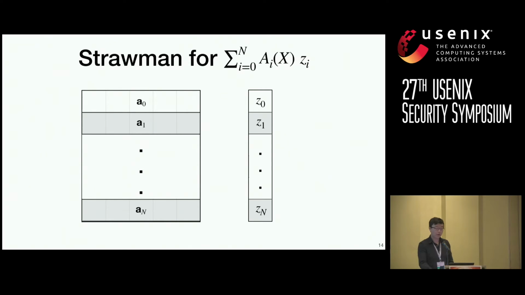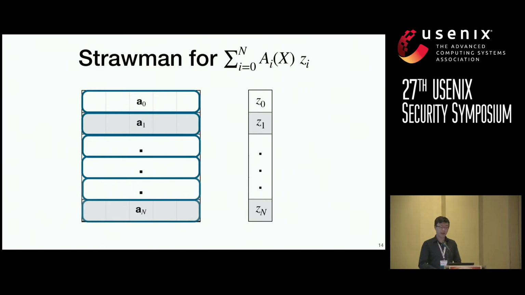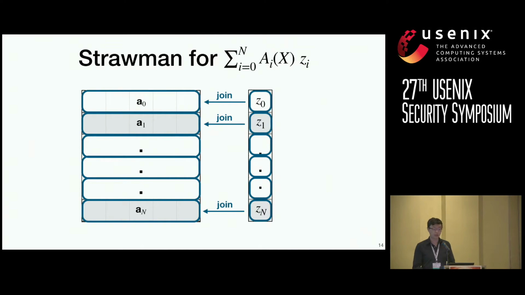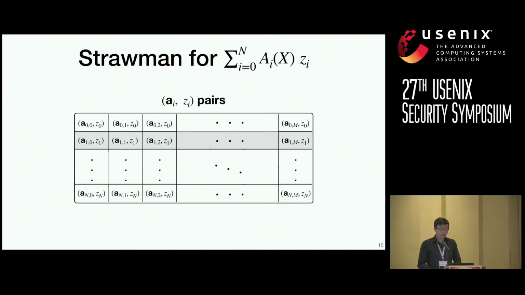We may partition our matrix A row-wise, and our vector Z element-wise. And next, we'll join our partition row-wise. So, A0 goes with Z0, A1 goes with Z1, and all the way down to AN with Zn. And this generates a join table that looks like this. It appears quite uniform in cost, with each entry now independent of all other entries. However, it turns out this isn't the case, and let's see why.